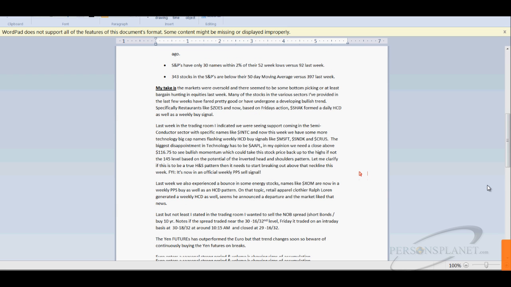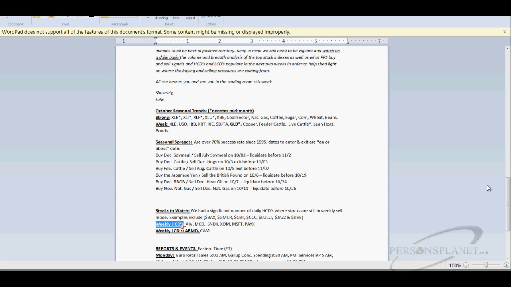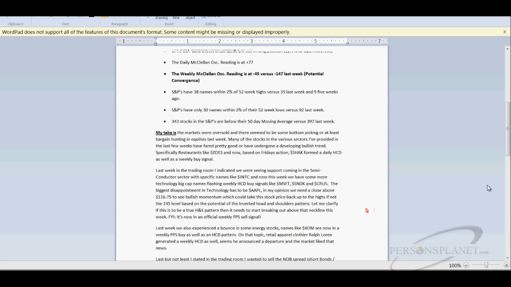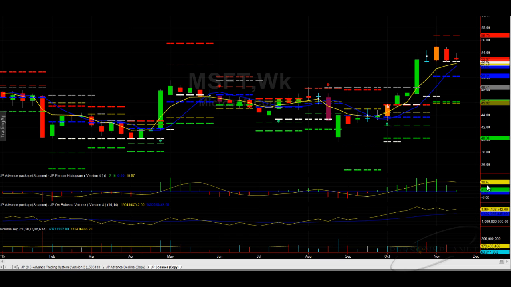We had several different stocks, and you'll notice here for weekly high close dojis, the date of this was 10/6. I wrote this Sunday night. We send this out. And look at the amount of stocks we had: Microsoft, Paychex, Exxon, SanDisk, McDonald's, AIV. So if true, then those names better have an orange candle painted on it on that particular week. And of course it did.